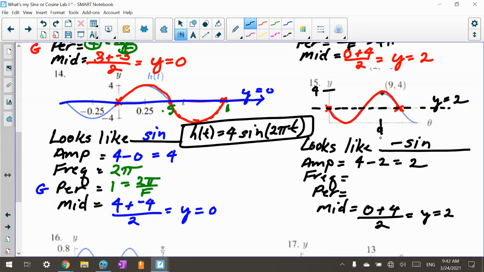My period is a little weird because here, 3/4 of the way, it's 9. So if I were to see how this is chunked up, this must be 3, 6, 9, and 12. So it took me 12 to see my whole curve, which equals 2 pi over my frequency. Flip their places, so it's going to be pi over 6.